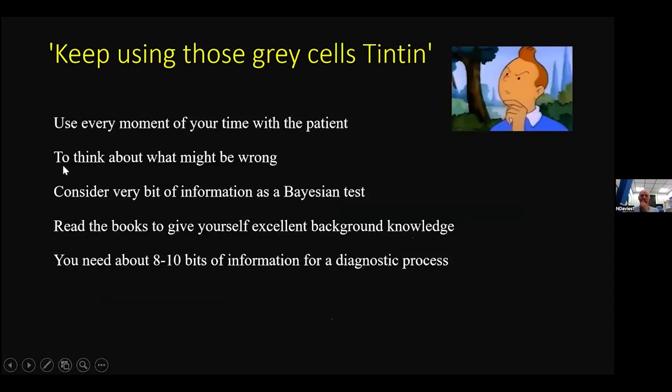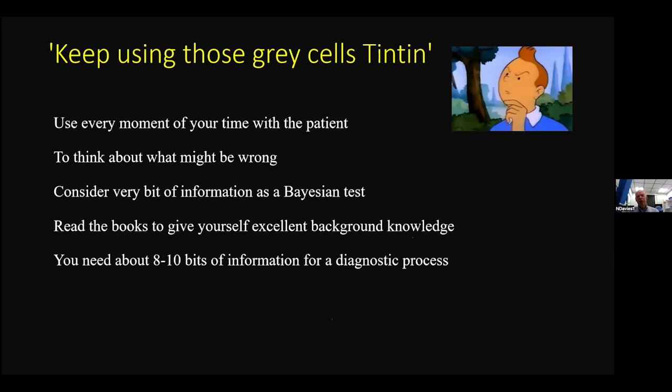So when I was a younger, still a registrar at Moorfields, my boss used to call me Tintin because I had a bit more hair then, and he thought I had this little quiff at the front. So he used to say, keep using those grey cells, Tintin.